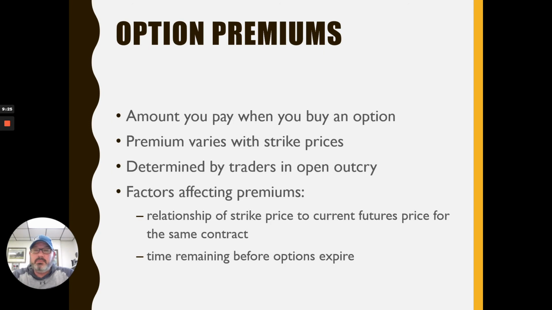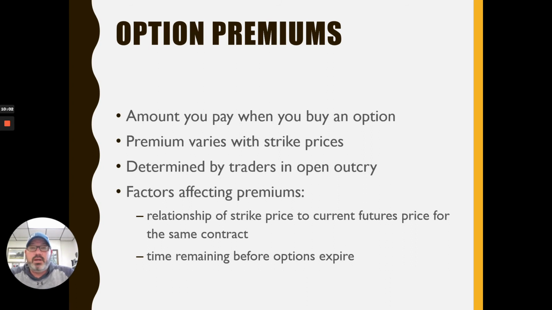Premiums now. Again, these contractual obligations aren't traded for free. There's an option premium, which is the amount you pay when you buy an option. The premiums vary with the strike price. The more risky the options position is, the higher the strike price is going to be. And that's determined by traders in open outcry bidding, same as what we've talked about with regard to futures trading. That's going to happen generally in the market. Again, the more risky the position, the higher the strike price.